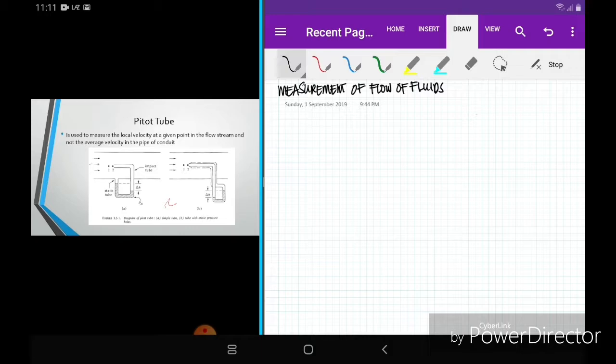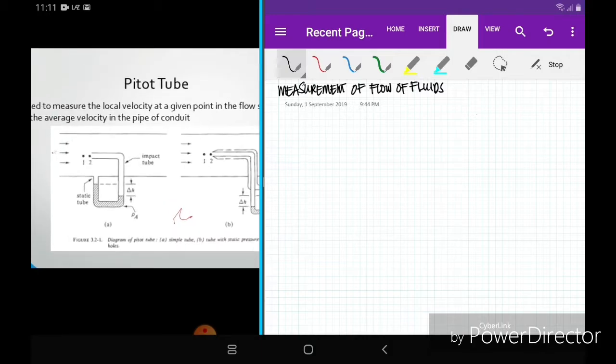Now, very widely used fluid metering devices are, number one, the pitot tube, the venturi meter, the orifice meter, and the open channel weirs. So, we'll be discussing all of them today. Okay, the very first one is the pitot tube. The pitot tube is used to measure the local velocity at a given point in the flow stream and not the average velocity in the pipe or conduit.